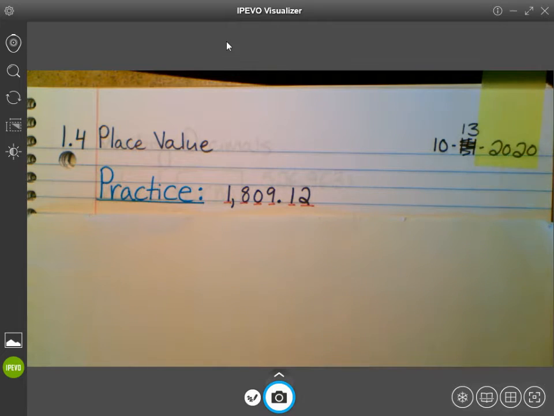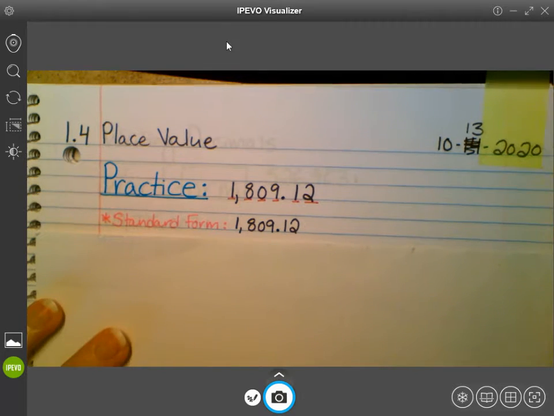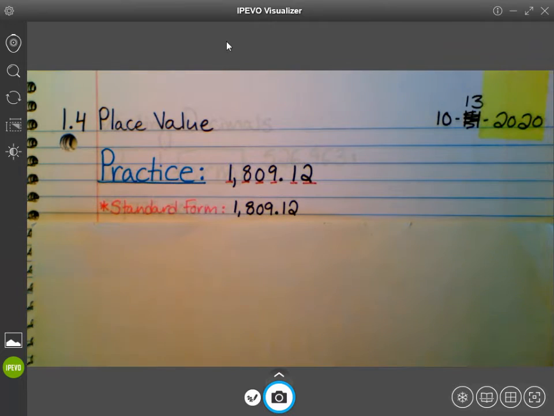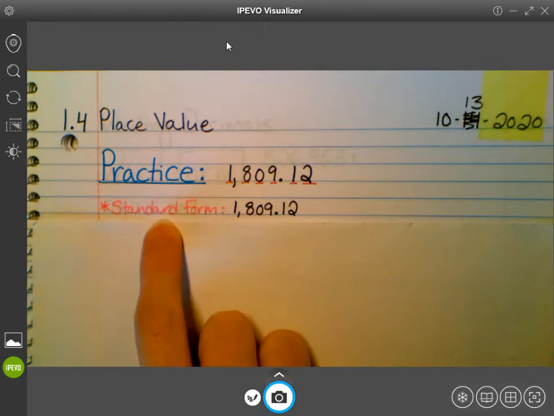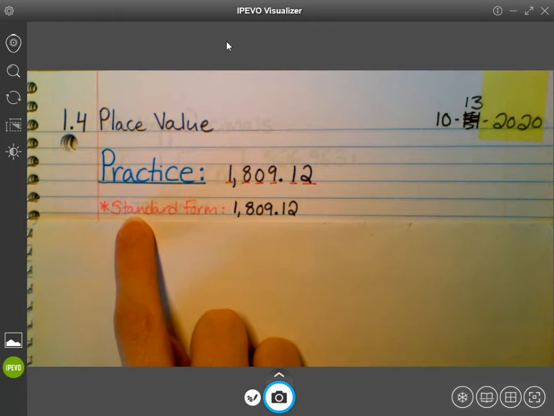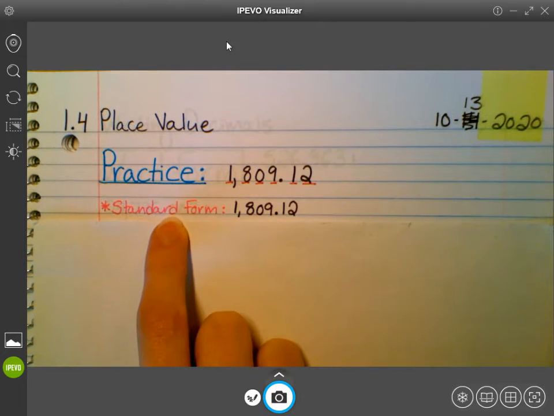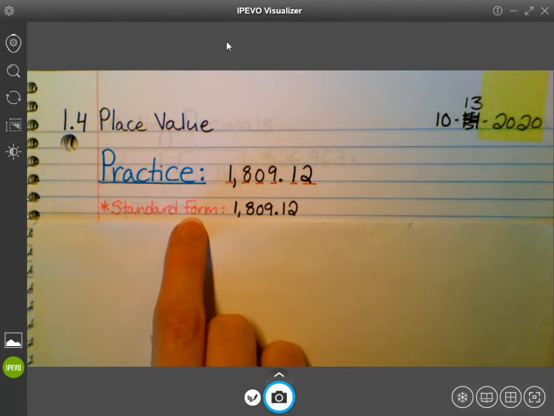Almost forgot that one. So, with our number here, first, we have standard form, and that is just writing the number as it is, with the numbers and the decimal points. The standard form of this number is 1,809.12. That's how we are used to writing our numbers in math, is standard form. So in pink, it says standard form. That's STANDARD, and then form, which is FORM.